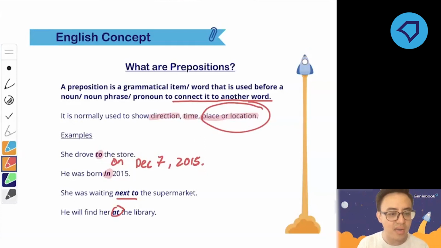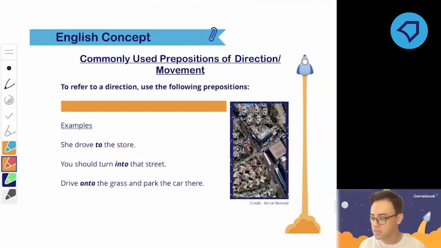There's up, down, over, under, which are all prepositions. They also tell us the place and location generally. All right. So next, prepositions of direction or movement. To refer to a direction, use these prepositions.